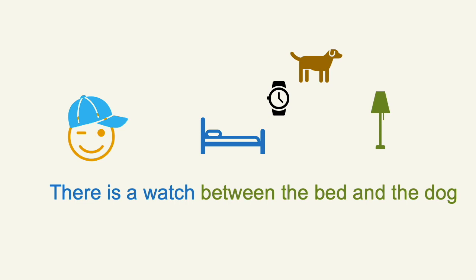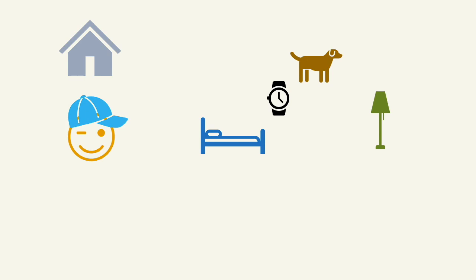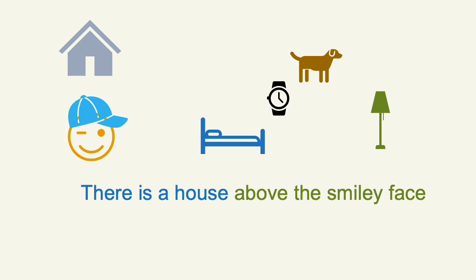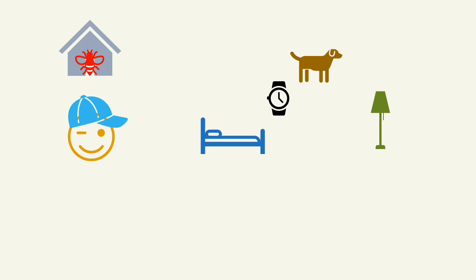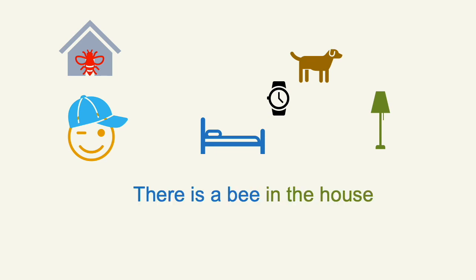Now, let's draw a house right over here. There is a house above the smiley face. Now let's draw a bee inside the house. Now you could say there is a bee in the house. There is a bee inside the house or in the house. Both work. Now, listening, it wasn't that difficult, right?